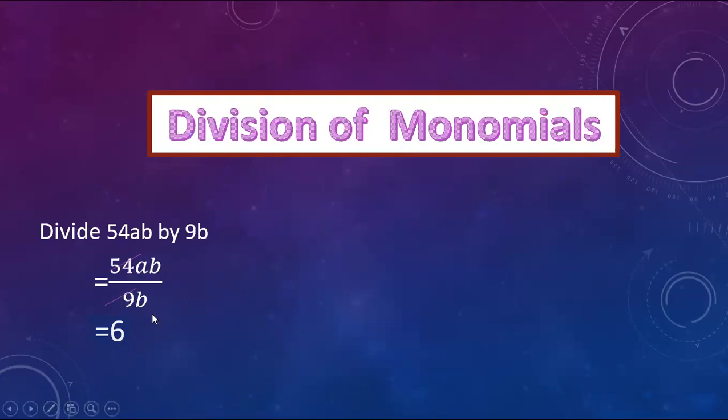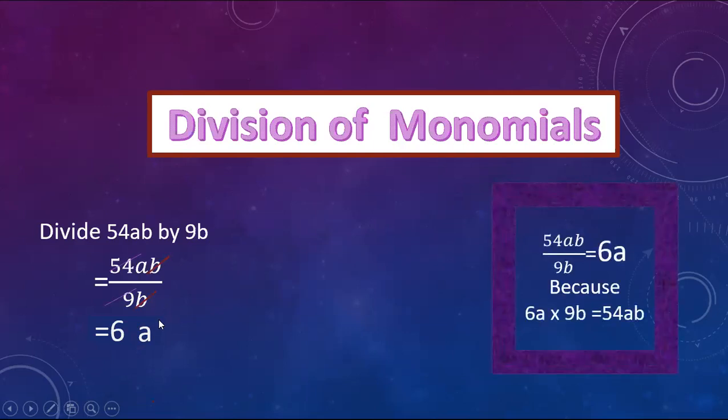Now what about the variables? Here there is a, okay, in the numerator. Is there any a in the denominator? No, so I can write a over here. And now what about the b? Here b with the power 1 is in the numerator, b with the power 1 in the denominator. So both b will be cancelled out and we get 6a. Why? Because b and b will be cancelled.